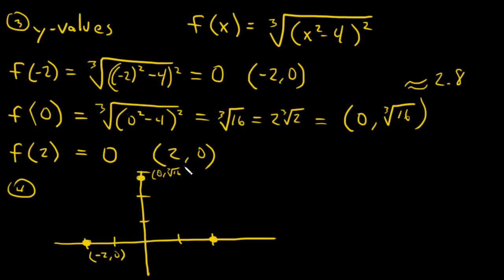And then down here, I had a min. Does that make sense? Absolutely. And the other thing to keep in mind is that these are cusps. At 2 and negative 2, they're cusps. So what does this look like?